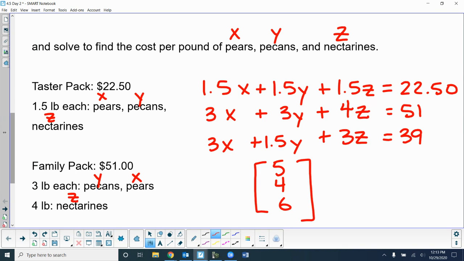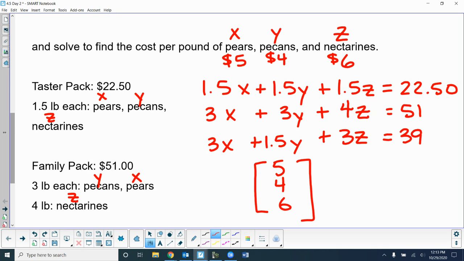So what's that telling me? What are those numbers telling me? What are we answering? The cost per pound, right? So pears was $5 a pound. Pecans were $4 a pound. And nectarines were $6 a pound. Okay? Does that make sense to you guys?